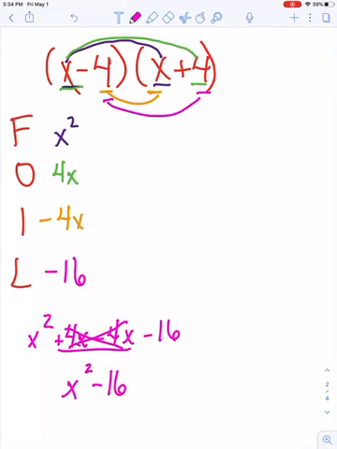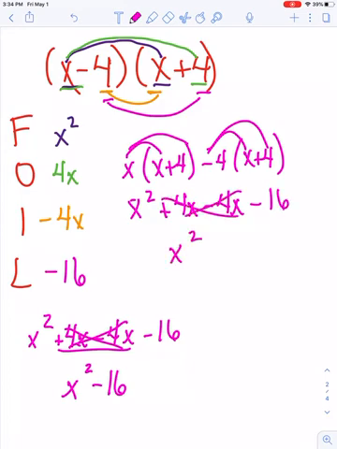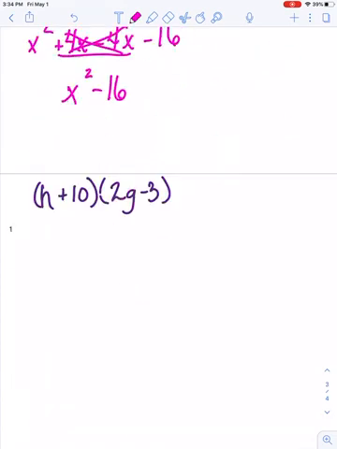Once again, you could have set that up the same way and said, okay, x minus 4 is being multiplied by x plus 4, and then done the distributive property, and you'd get the same answer. x times x is x squared, x times 4 is 4x. Negative 4 times x is negative 4x. Negative 4 times 4 is negative 16. We can see that that becomes 0. So I'm left with x squared minus 16. Whatever way is easier for you is perfectly fine by me.